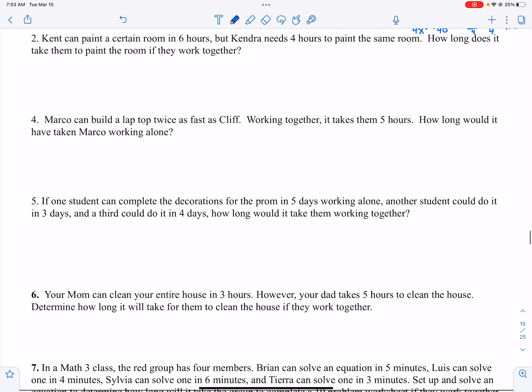Number 2, let's look at one more to get you started. Kent can paint a certain room in 6 hours. So Kent would be 1 room, 6 hours. Kendra needs 4 hours to paint the same room, so put 1 room, 4 hours represents Kendra. How long does it take them to paint the room if they work together? So that's 1 over x, because we don't know how long it would take. That's your variable. Then we need to get a common denominator. So I'm going to multiply the first fraction by 2 and the second one by 3 so that my denominator would be 12. So I would then have 2 over 12 plus 3 over 12 equals 1 over x.